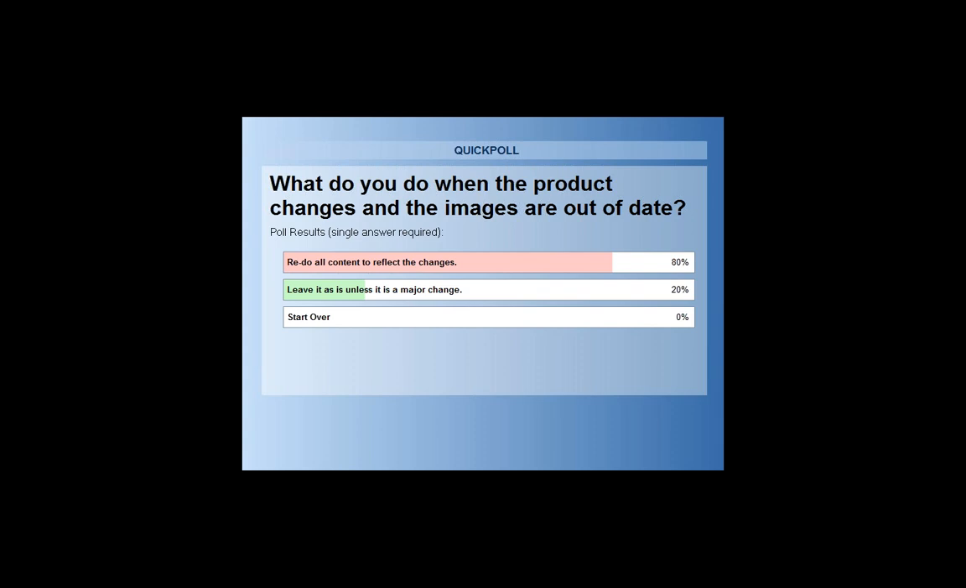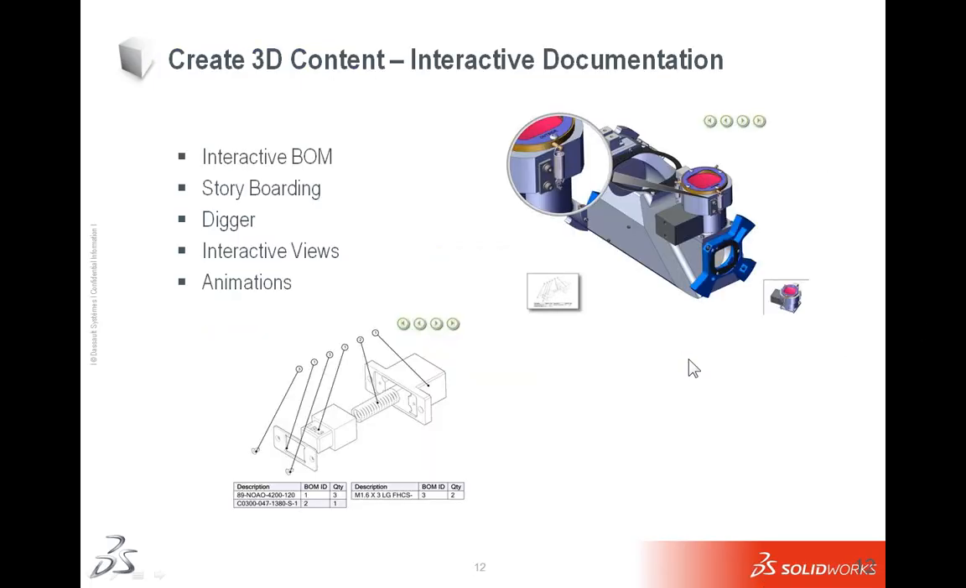Most everyone is redoing all the content that's reflected in the change. So 80% of us, that's a big number, and hopefully with what you saw a little bit through what Kevin showed you, we're going to be able to really change that process that you're currently doing. So just going on a little bit further on some of the interactive components that Composer has.